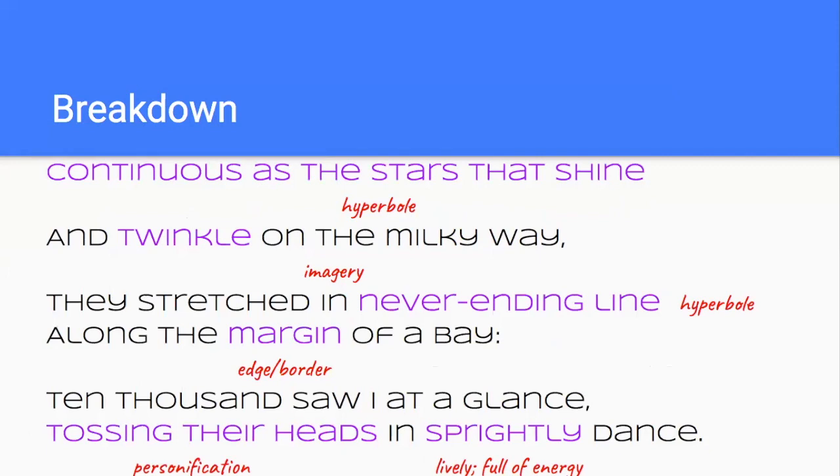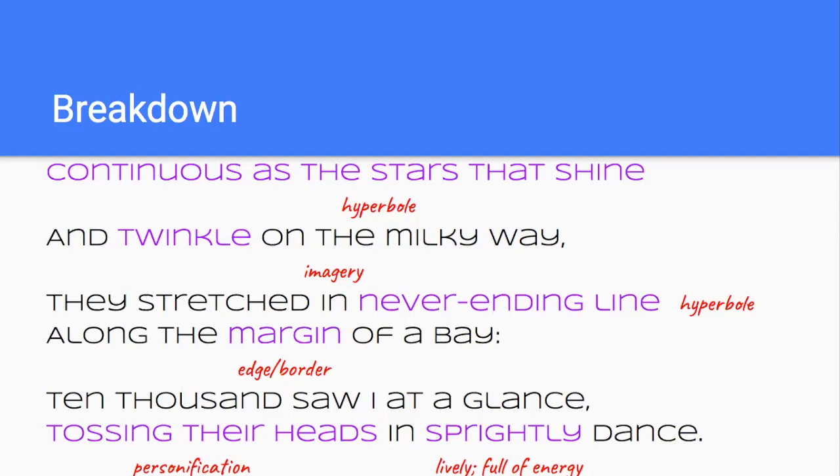Continuous as the stars that shine. I asked you all to find a hyperbole, an exaggeration. There's a couple here. Is it truly as continuous as the stars? Maybe not, but it gives it a sort of effect and it can help you picture it. And twinkle on the Milky Way, a sort of imagery appealing to the senses. Again, you can see these daffodils as they extend along the shore.